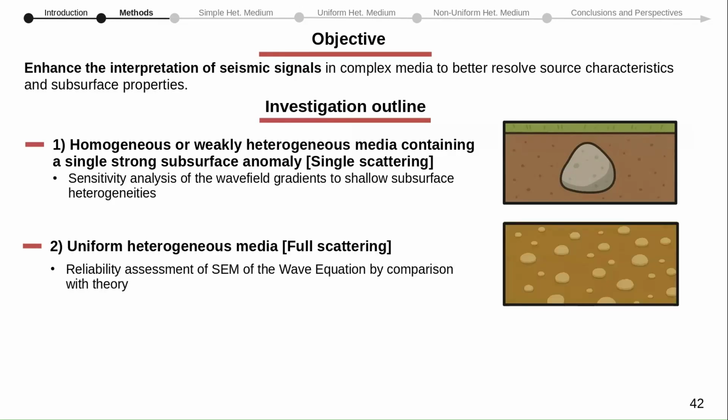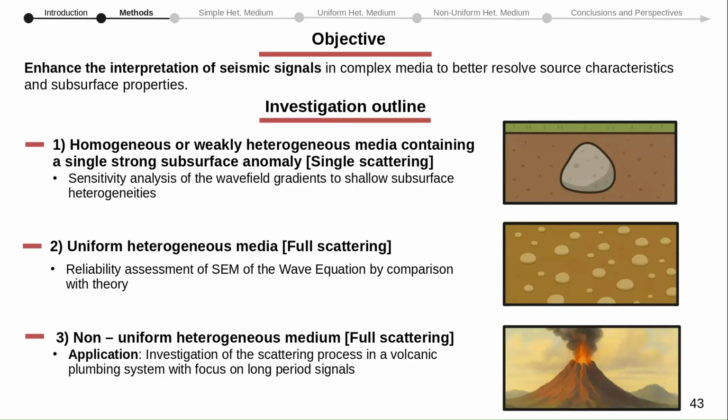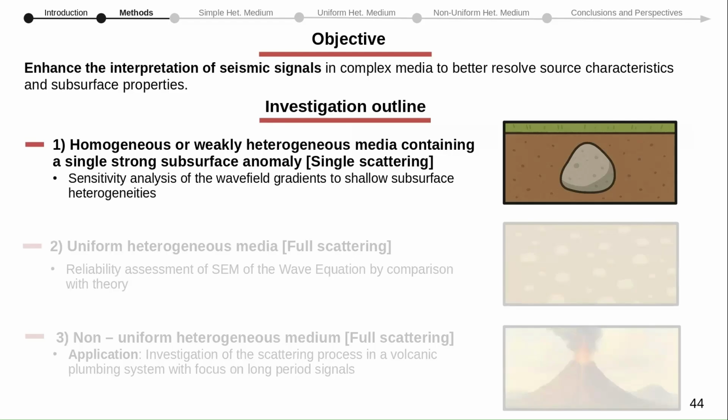Then we will move to a more complex system. We will analyze the scattering process in a uniform heterogeneous media, which is a media defined by the fact that the scattering properties are constant and do not change in space. And then in the third part of this thesis, we will analyze the scattering process in non-uniform heterogeneous media. Specifically, in that case, we will analyze the scattering process in a volcanic plumbing system. Now, let's start with the first project.